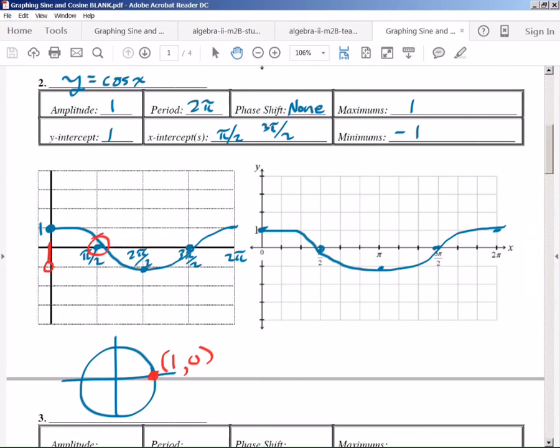So at pi over 2, you guys can see that we're at 0. And that makes sense because when we go to the angle pi over 2, we're at 0, 1. Our cosine is now 0. And so remember, the unit circle tells us the values of the cosine function as the x coordinates in the unit circle.